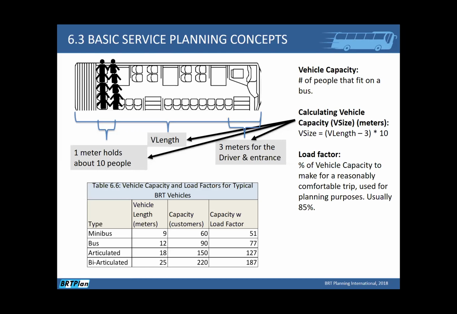And that little table there shows you the 4 types of buses that you're probably going to be restricted to using when you're designing a BRT system: a 9-meter minibus, a 12-meter bus, an articulated bus, which is 18 meters, or a bi-artic. Not so many people use them, but in some high-demand corridors we do.